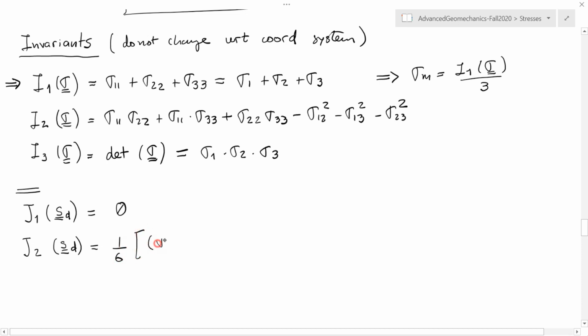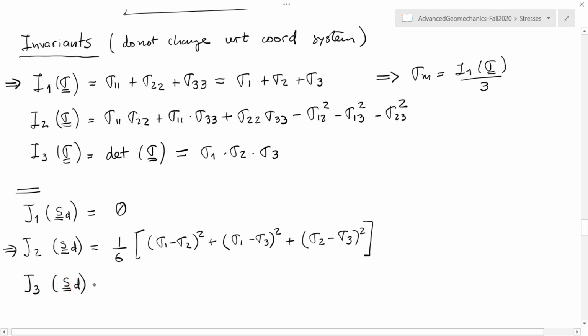And notice that here, the second invariant is quantifying the difference between principal stresses. And from the graphical representation of the Mohr circle, we know that the difference between principal stresses is equivalent to a diameter of a Mohr circle. And the larger the diameter of the Mohr circle, the larger the shear. And this is going to be the second invariant of the deviatoric stress tensor. And that's something that we're going to use as well because it characterizes shear.